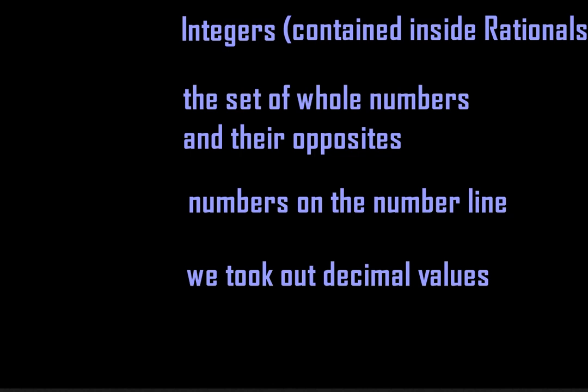And so what do we change? Well, when we went from the rationals to the integers, what did we take out? We took out the decimal values. So any number that has values after the decimal place, if it's 0.3 or 0.8, whatever it is, if there's any of those, we can't say they're integers. So make sure you're seeing those small differences between each of those subsets.